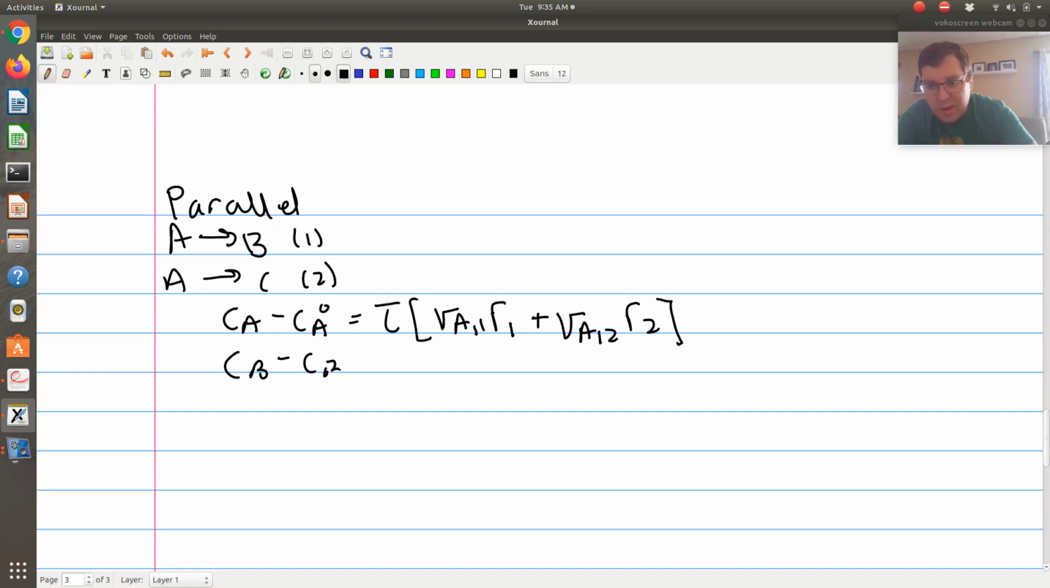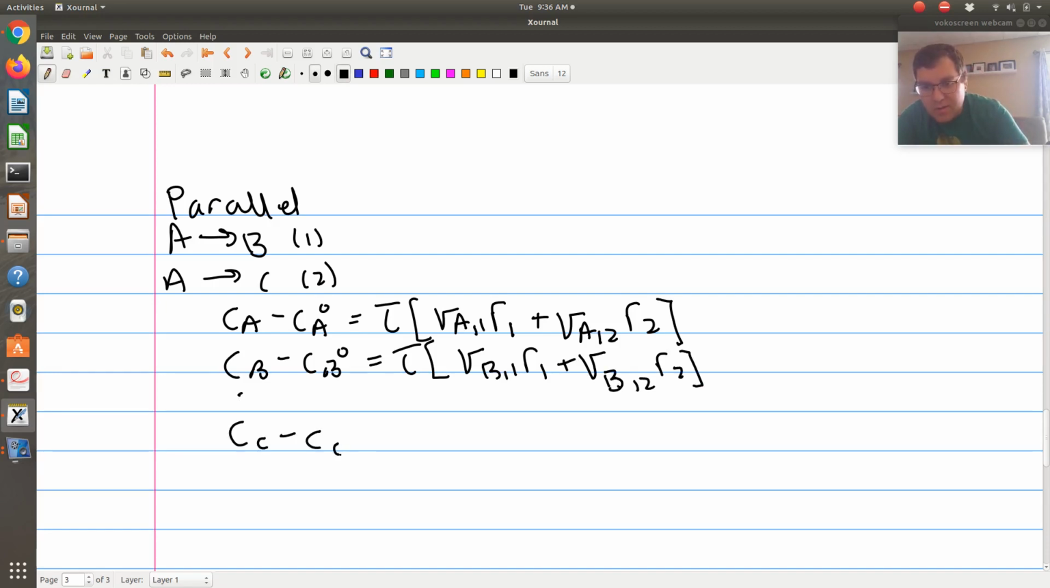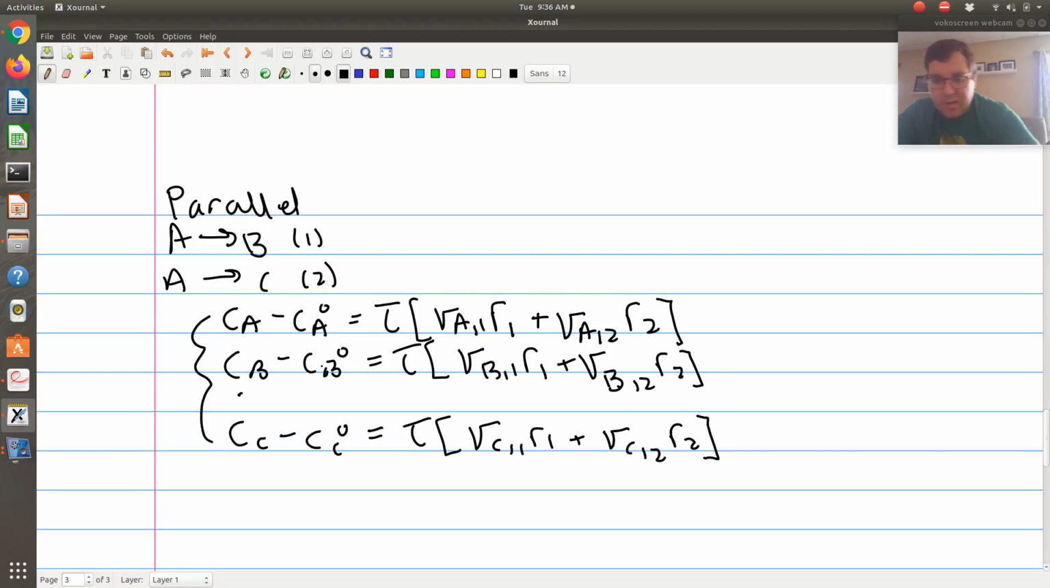Cb minus Cb naught is equal to tau times nu B1 R1 plus nu B2 R2. Okay, and Cc minus Cc naught is equal to tau times nu C1 R1 plus nu C2 R2. Okay, if I want to write these as error functions, then I just bring, say, the right-hand side over to the left-hand side. Okay, now for my parallel case, what changes?